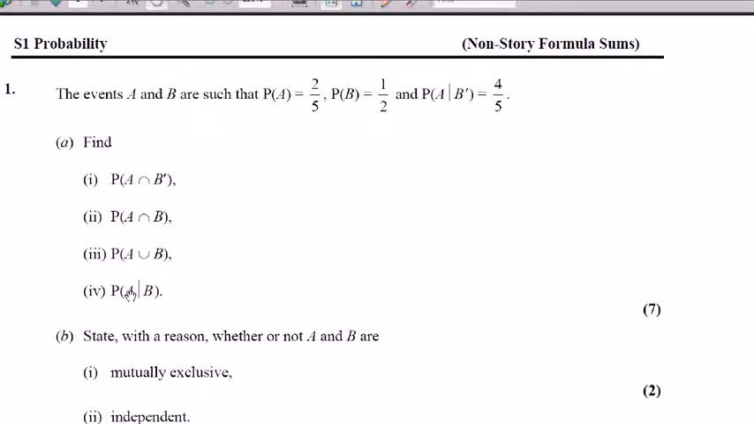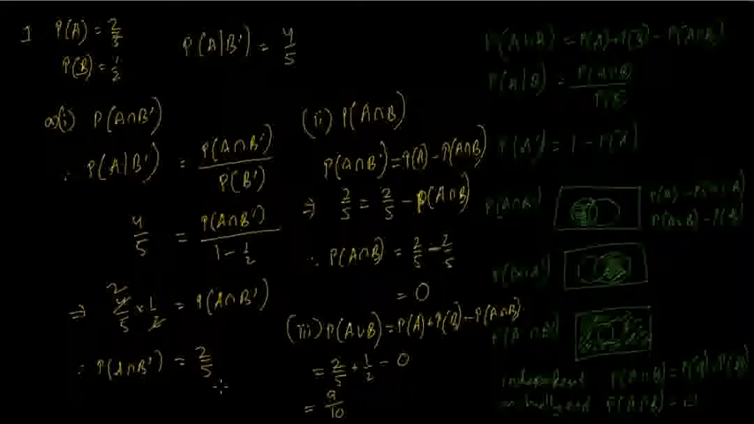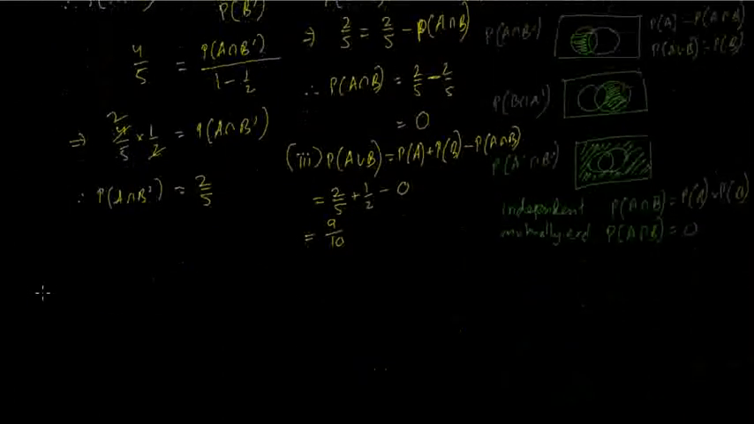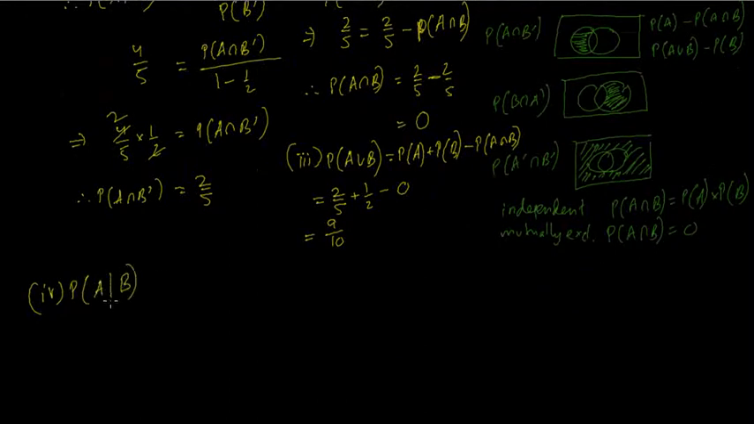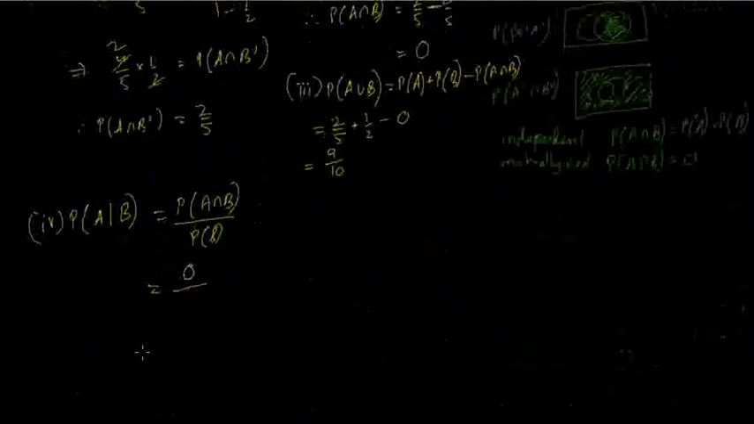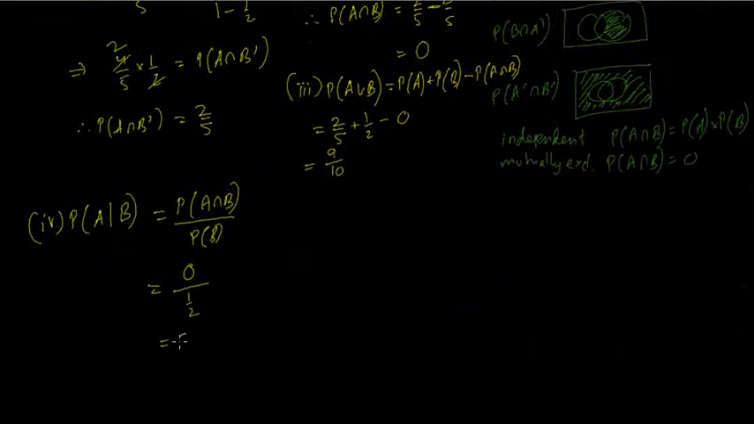In number 4 we have to find A conditional B. So we have the formula for A conditional B. Probability of A conditional B is equal to the first one intersection the second one divided by the second probability. Since we've previously found the probability of A intersection B is 0, it will be 0 divided by probability of B. So probability of B is 1 by 2, and 0 divided by anything is 0. So A conditional B is going to be 0.